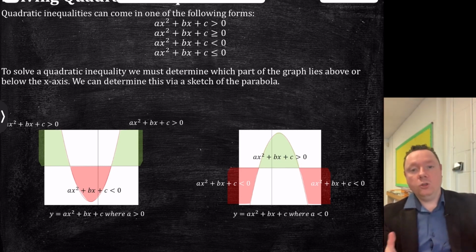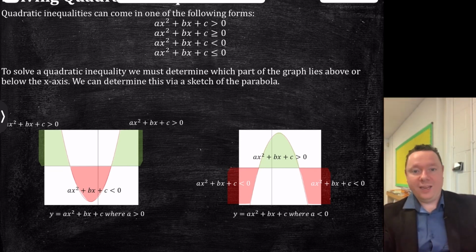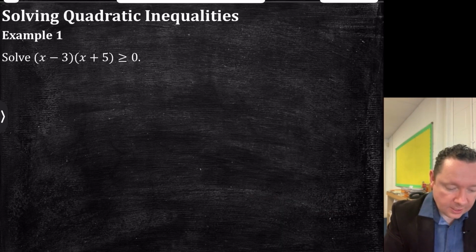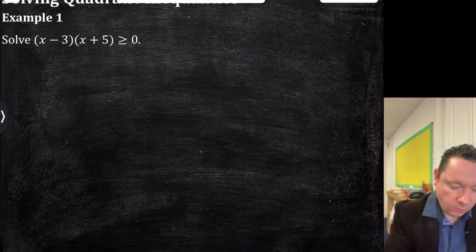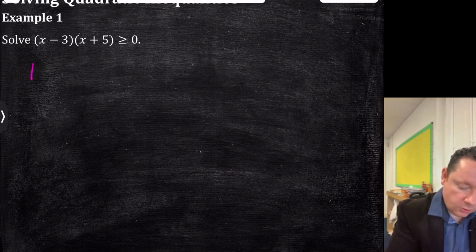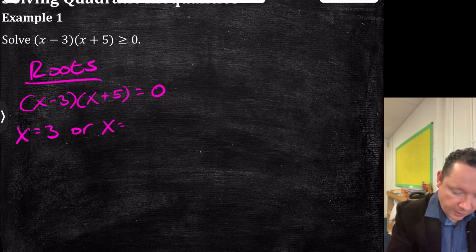And for each question, all we'll do is find the roots, draw a picture, and just look where it's above or below the x-axis. So example 1 says, solve x minus 3, x plus 5 is greater than or equal to 0. So the first thing we do is just find our roots as normal. To find our roots, we make it equal to 0. And this is a simple one. That means that x equals 3 or x equals minus 5.